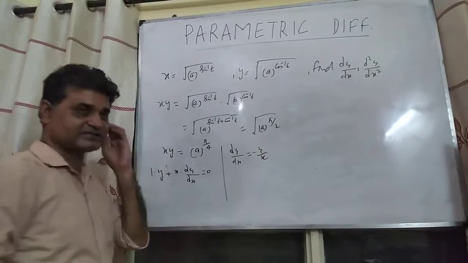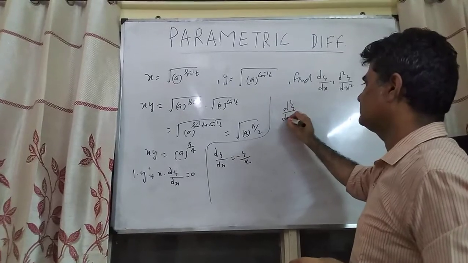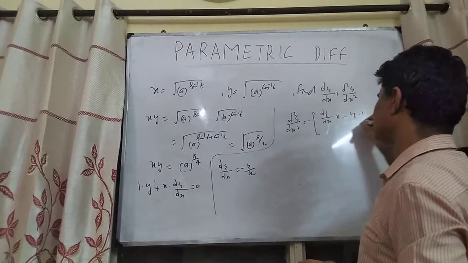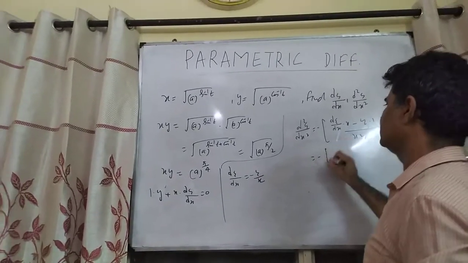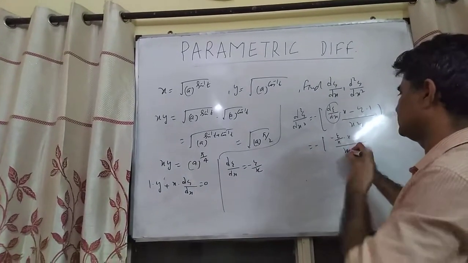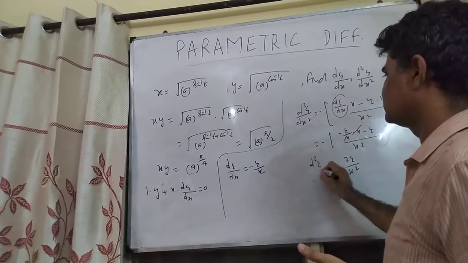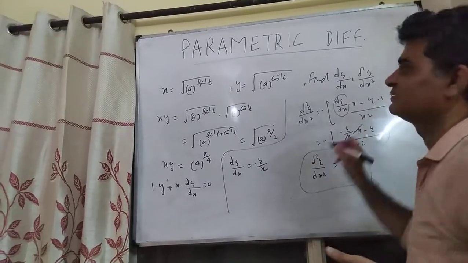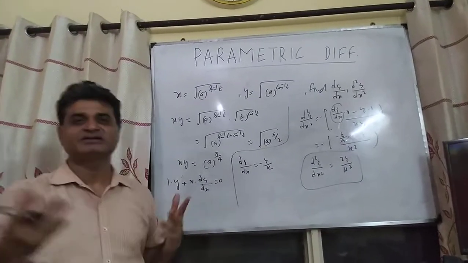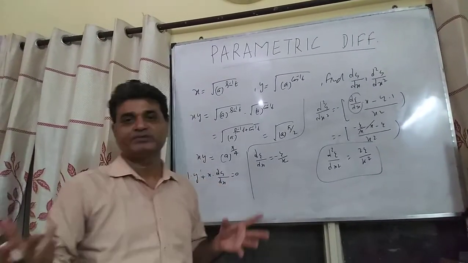Minus y by x. Now we will do its double differentiation. d square y upon dx square is minus of dy by dx into x minus y into 1 upon x square. Now put the value of dy by dx from here. So minus y by x into x minus y upon x square. x gets cancelled. So this is 2y upon x square. So its double derivative is this. So you can see how we have solved just by eliminating the parameter. Sometimes you get questions where you can eliminate t very easily, so you can also use that to solve this kind of parametric differentiation.